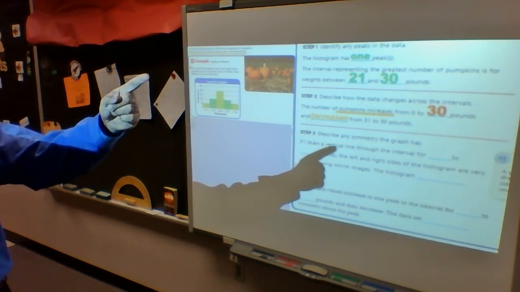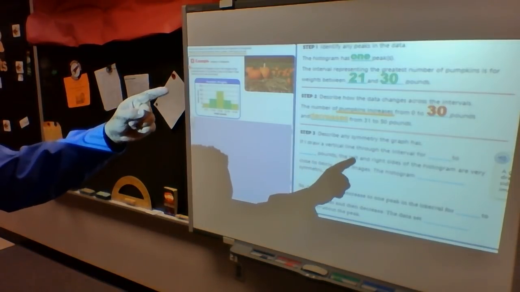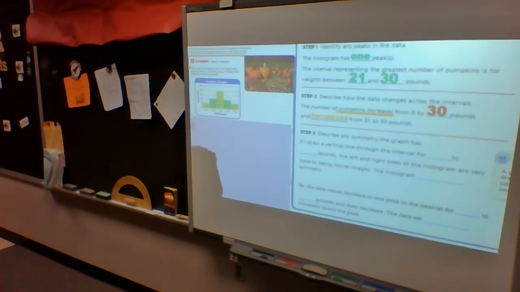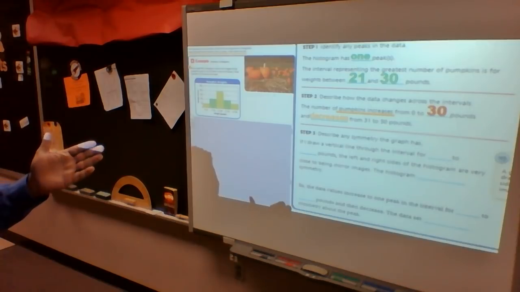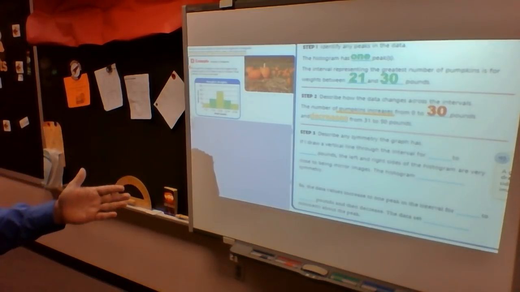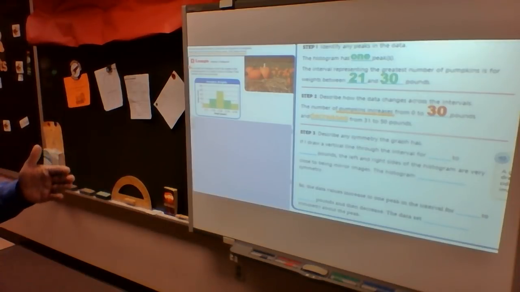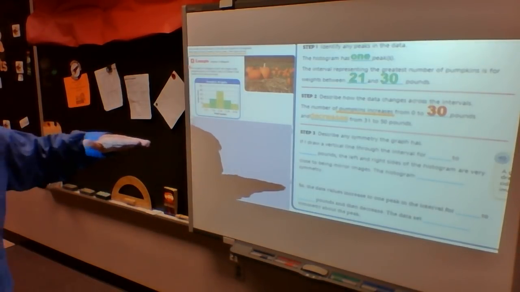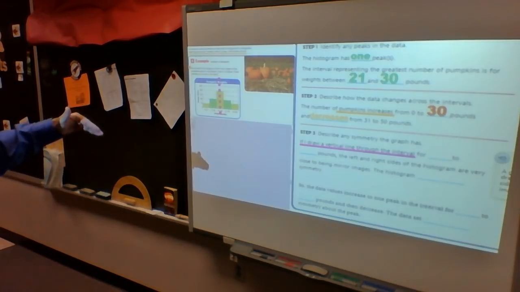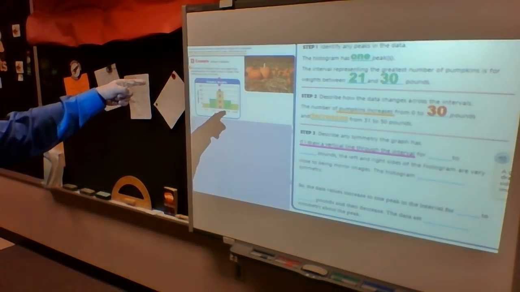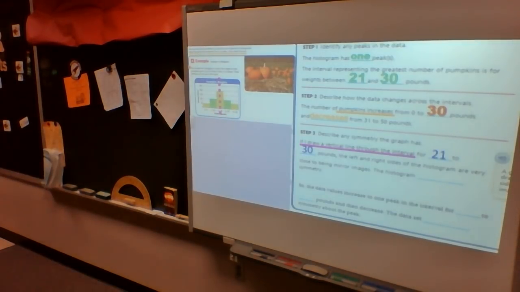Then it says to describe any symmetry that the graph has. If I draw a vertical line through the interval for blank to blank pounds, the left and the right sides of the histogram are very close to being mirror images. The histogram blank symmetry. So let's do what it says. Let's draw a vertical line. Once again, vertical is up and down. Horizontal, like the horizon that we would see off in the distance, goes long ways. So if I draw the line of symmetry, the vertical line, it would go straight down the center where the peak is. Well, what's that measurement? That measurement, once again, for the peak is 21 to 30 pounds.